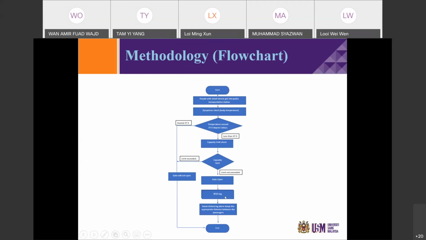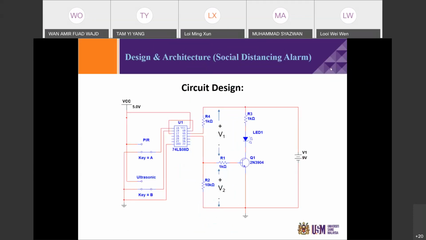Then at the gate there will be an RFID tag for data collection. And then in the station, the social distancing alarm will keep the appropriate distance between the passengers. Then it will end. So this is the circuit design for the social distancing alarm.